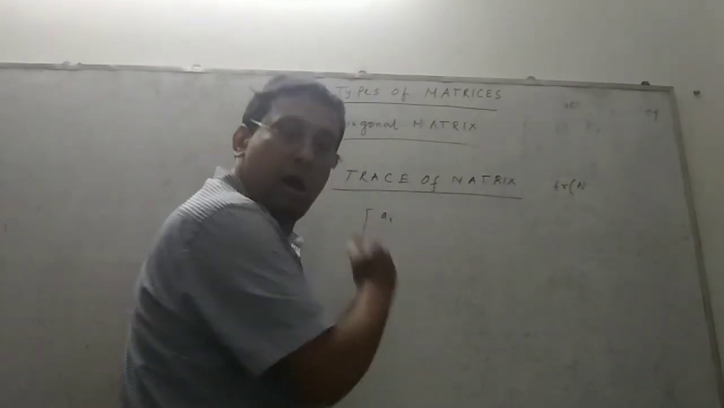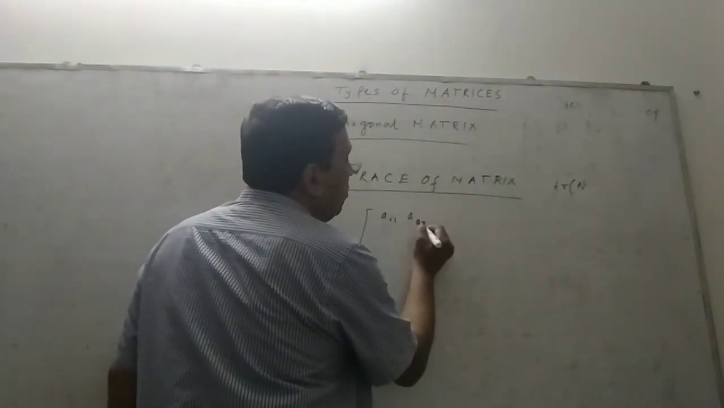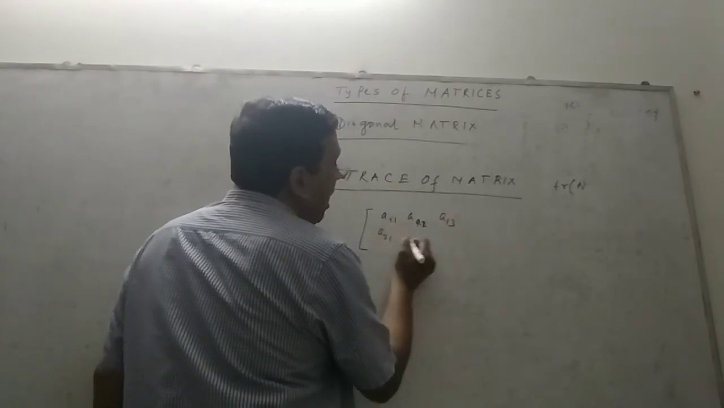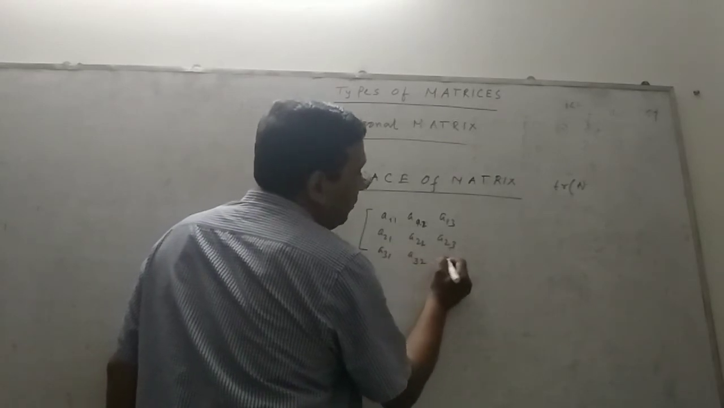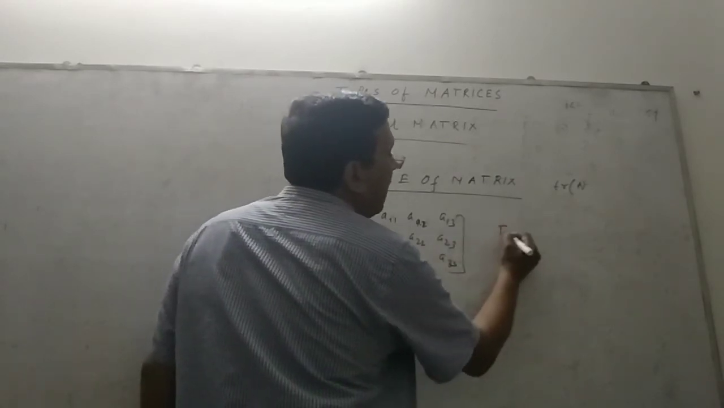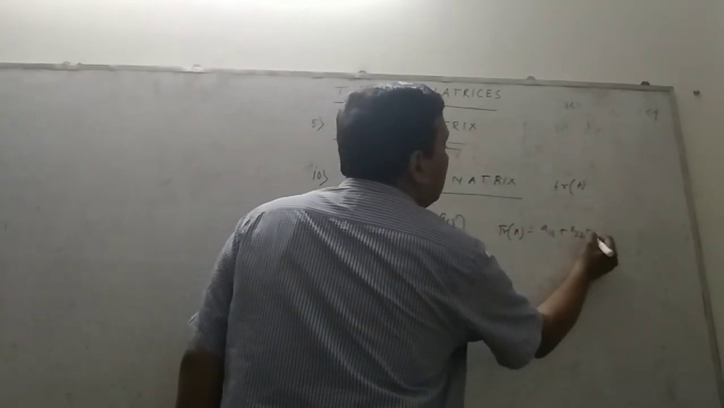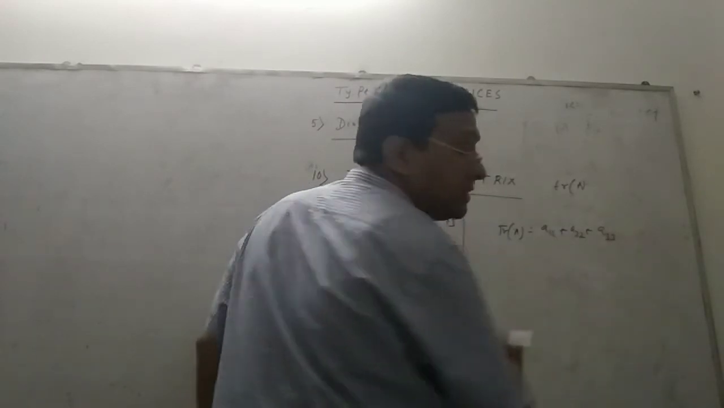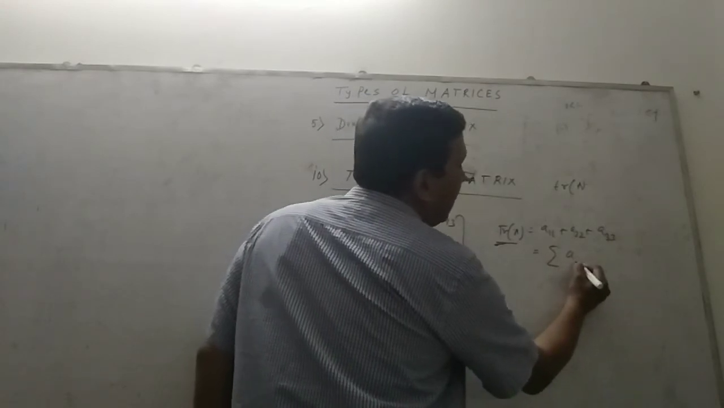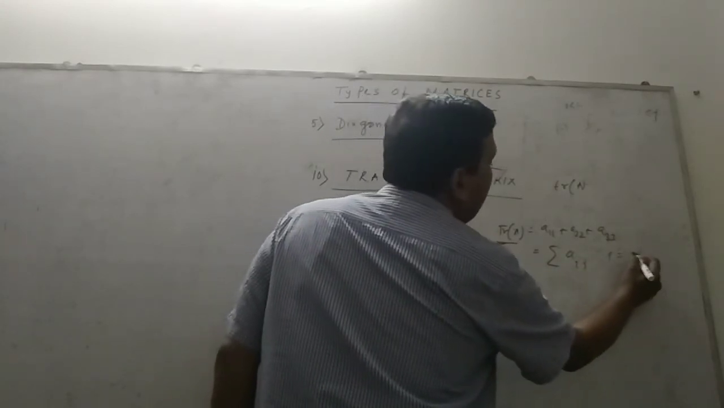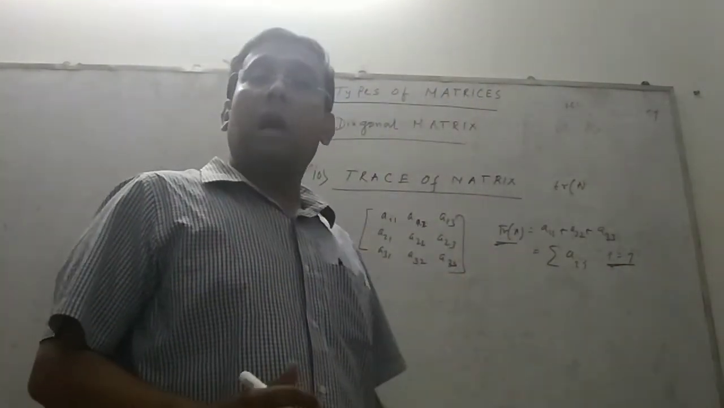That is, if I say A, with rows A11, A12, A13, A21, A22, A23, A31, A32, A33. Here TR of A, I will write A11 plus A22 plus A33. This is called the trace of a matrix. That is, TR of A is nothing but the sum of Aij when i is equal to j. This is very important. Trace of matrix can also come in joint entrance.